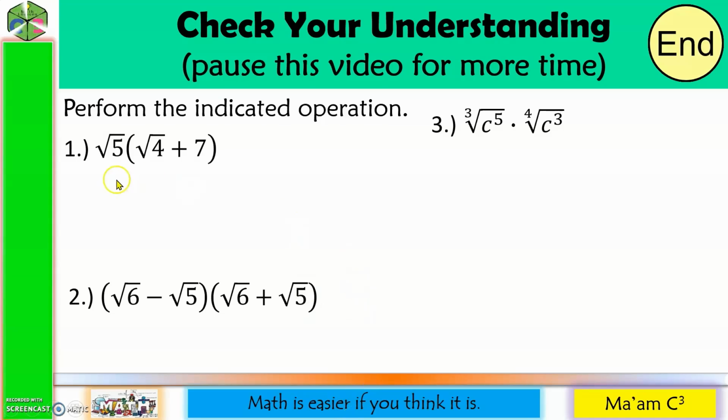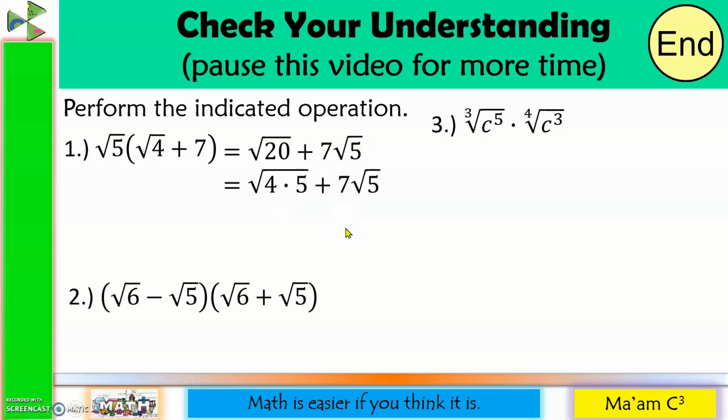Let us answer. Number 1, square root of 5 times square root of 4 is square root of 20. And then plus 7 square root of 5. 20 is 4 times 5. And then I'll copy 7 square root of 5. Square root of 4 is 2. I'll factor it out. So this is 2 square root of 5. And then I'll copy this again. Similar radicals, 2 plus 7 is 9. So 9 square root of 5.